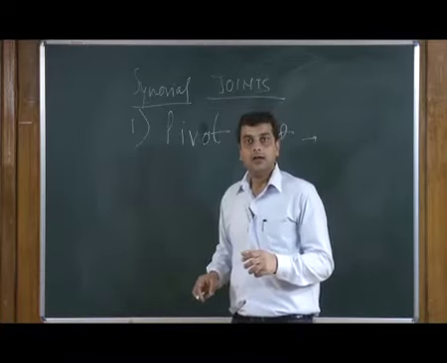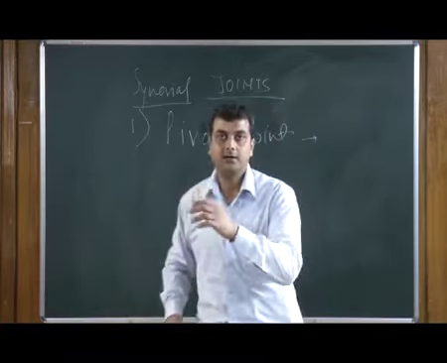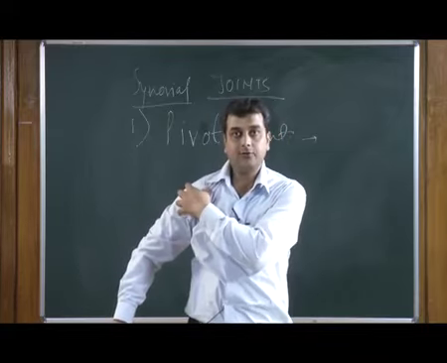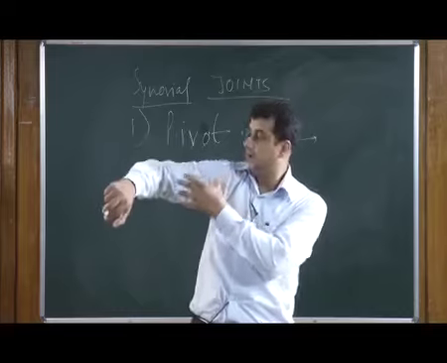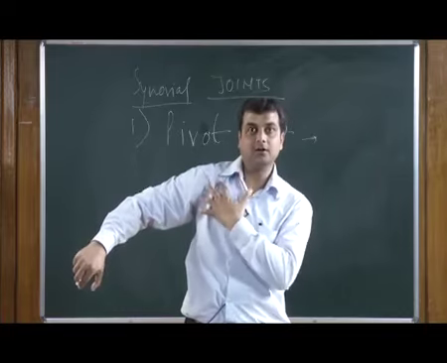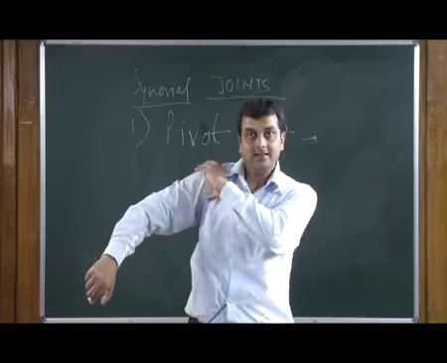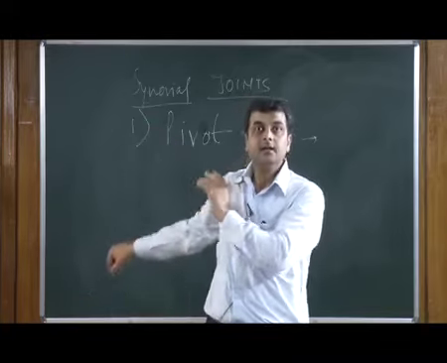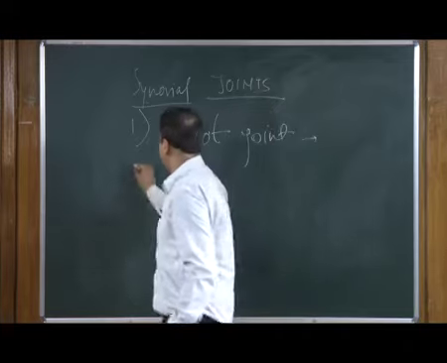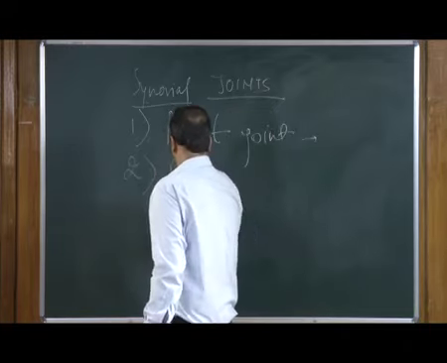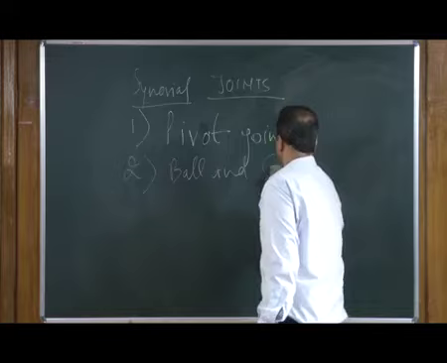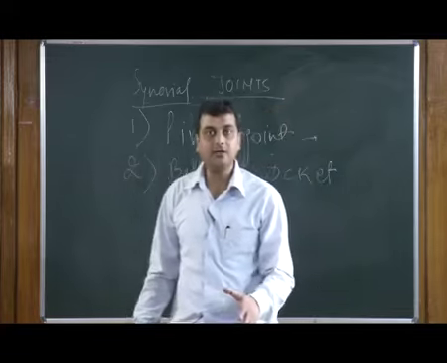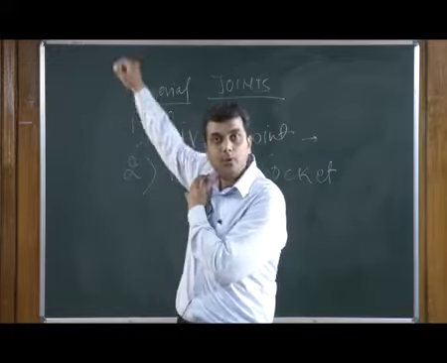Next, we have complete rotation. Now, see this example. Here we have an area with complete rotation. This area, the humerus and the pectoral girdle, has this kind of joint that gives complete movement. This joint is called ball and socket. So, this is a ball and socket joint. This is a type of synovial joint, but with complete movement.